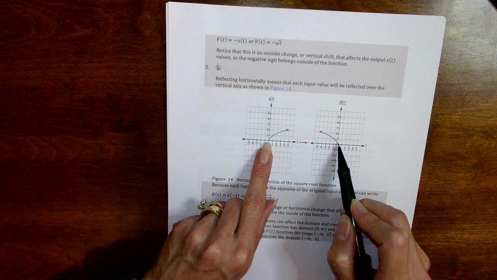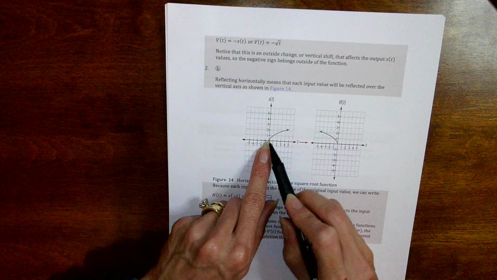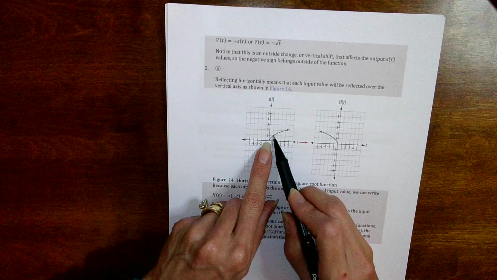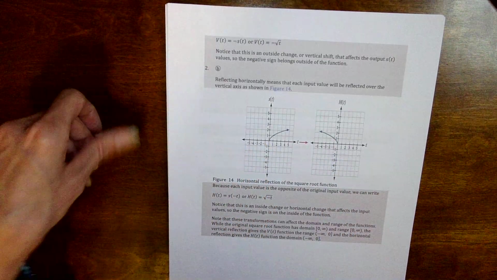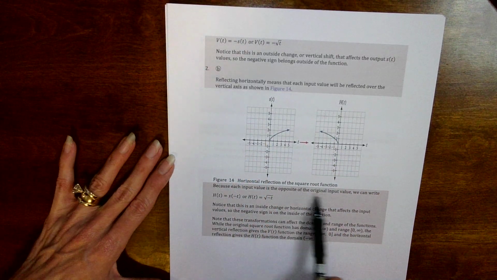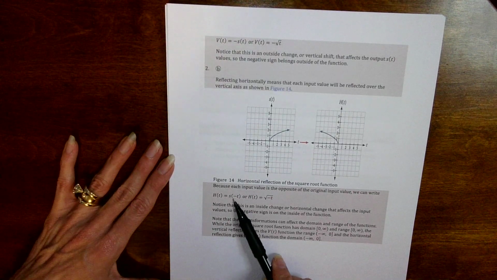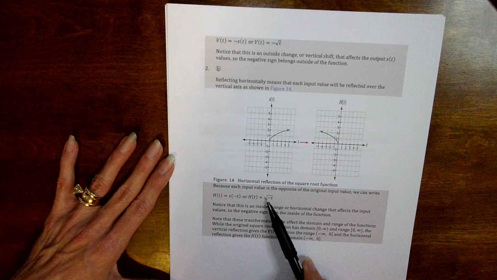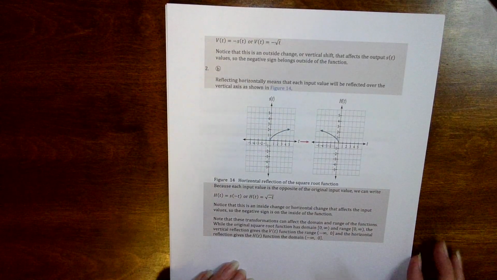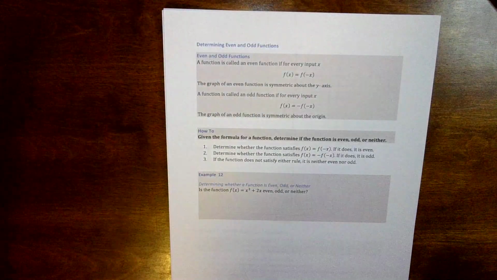So this started at 0, 0 here, but now I have 1, 1. Now this will be 1, -1, and so on and so forth. Because each value is the opposite of the original input value, we can write h of t equals s of -t, or h of t equals the square root of -t. Remember, we have domain restrictions with square roots.